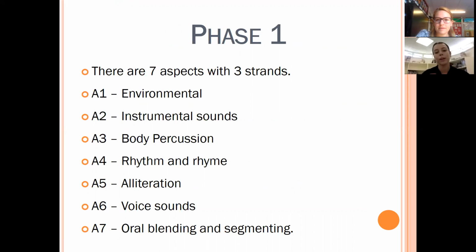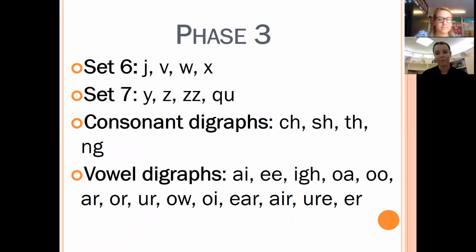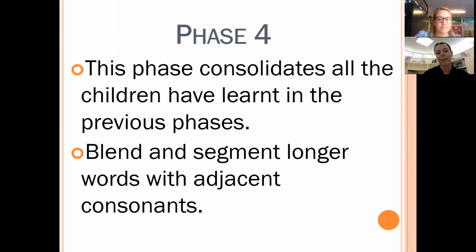So this is what we would learn in phase 1. This is phase 2. Phase 3. And phase 4. This phase consolidates all that the children have learned in the previous phases, so blending and segmenting longer words with adjacent consonants.